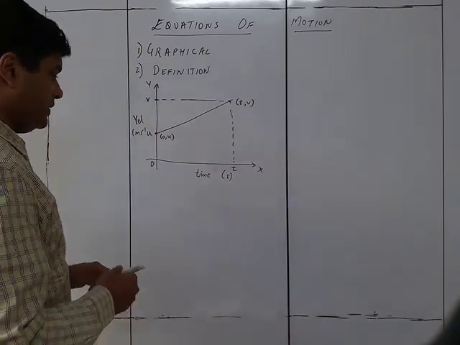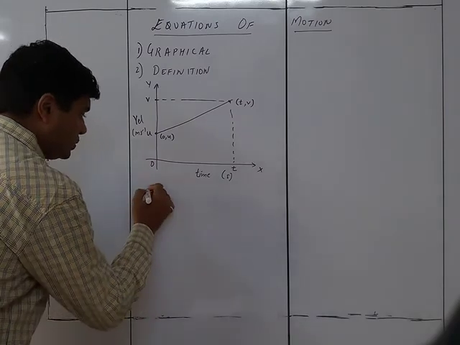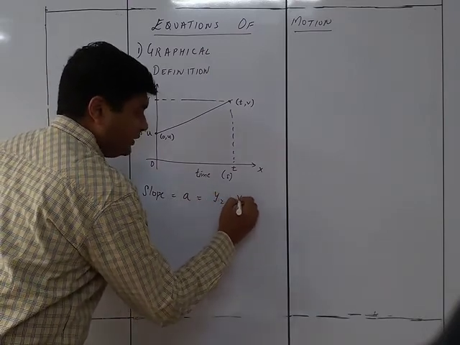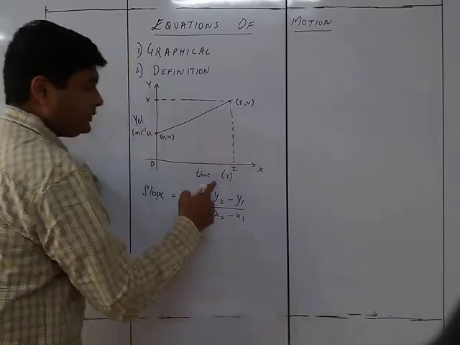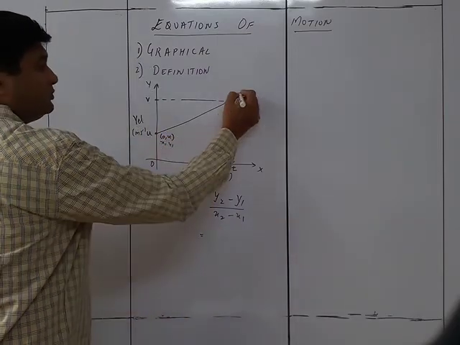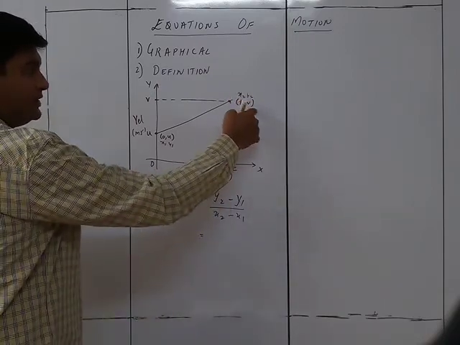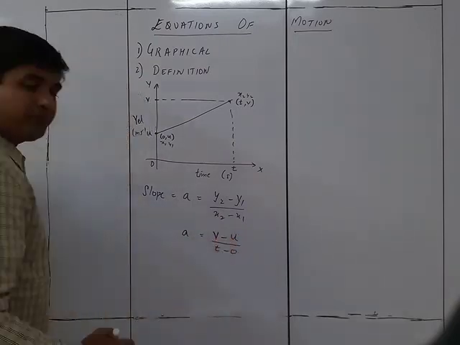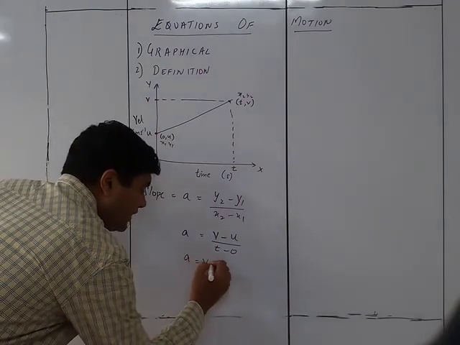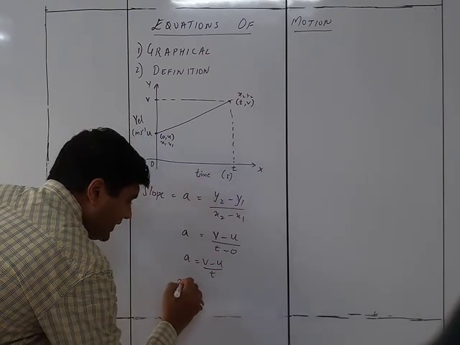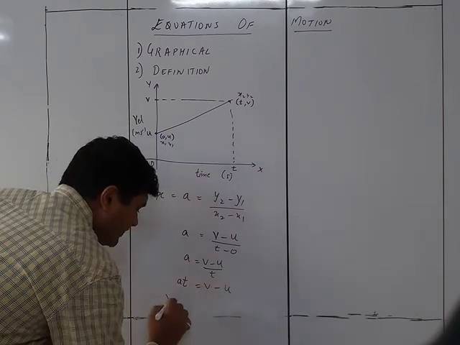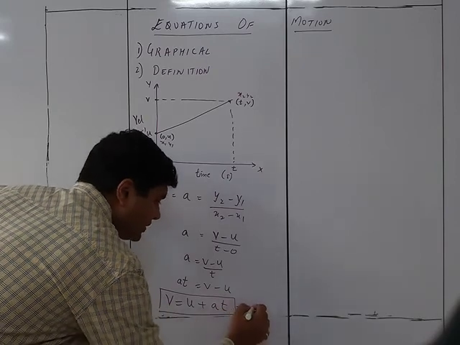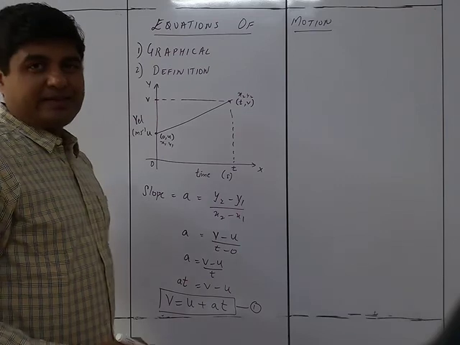So if I see the acceleration over here, we know that acceleration is given by the slope of the line. So slope is equal to acceleration is equal to y2 minus y1 upon x2 minus x1. This is my x1 y1 and this is my x2 y2. So accordingly y2 minus y1 is v minus u, that is a is equal to v minus u upon t minus 0. Okay, this gives me a is equal to v minus u upon t, or I can say that at is equal to v minus u, or we say v is equal to u plus at. This is our first equation of motion, that is v is equal to u plus at.